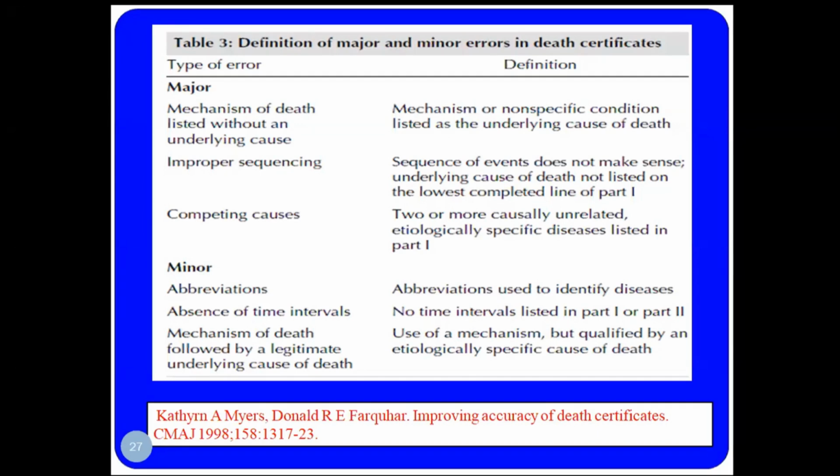Then there are some minor errors, like do not write abbreviations, do not miss the time column. Mechanism of death, if it is followed by a legitimate underlying cause of death, becomes a minor error. It means if your underlying cause of death is correct, your antecedents are also correct, and for the immediate cause you write cardiac arrest or cardiopulmonary arrest, then that certificate still has some meaning. It is a minor error because the most important line in the death certificate is the underlying cause of death.